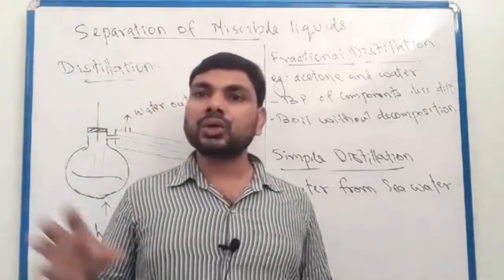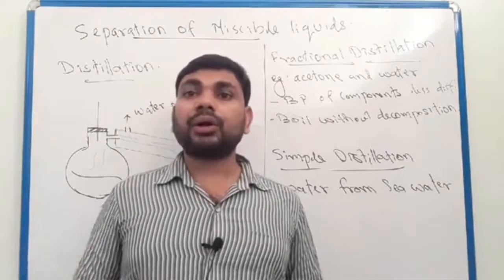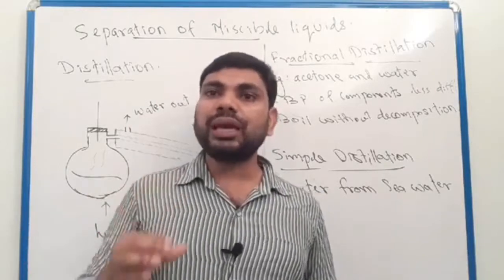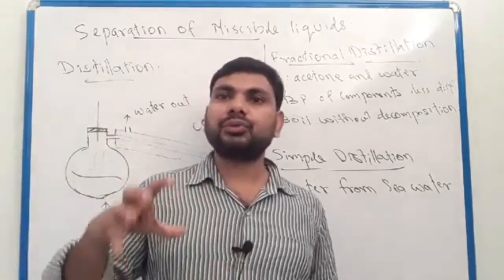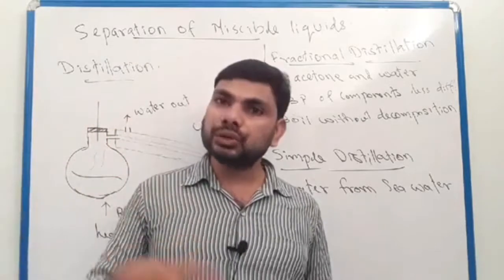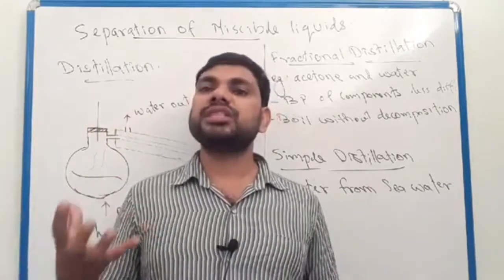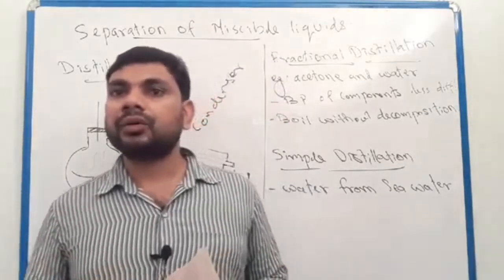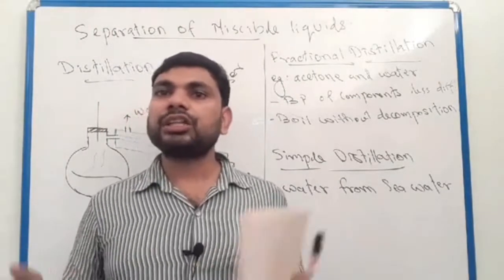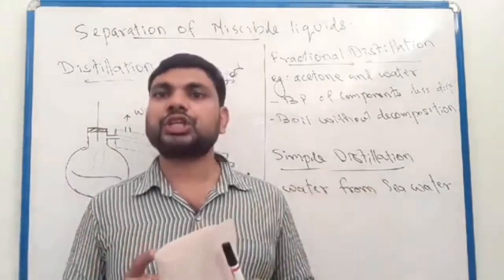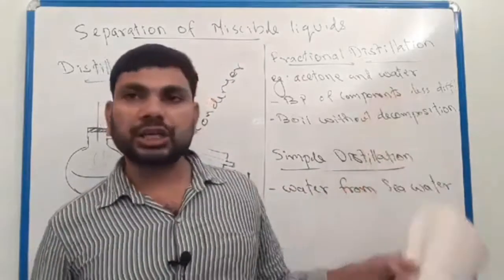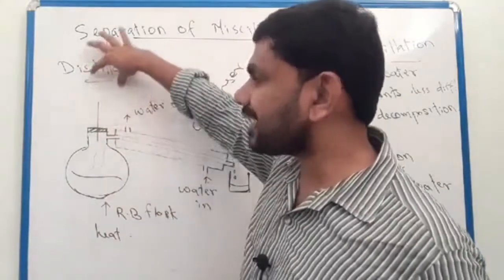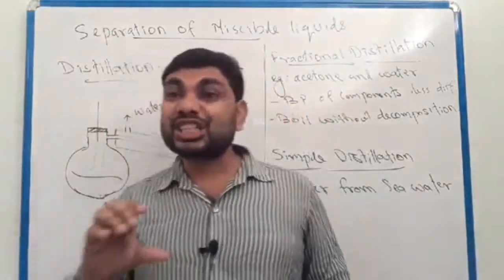Acetone in water, alcohol in water, or if you want to separate oxygen and nitrogen from air, we have to liquefy the air. We have to change gaseous air into liquid air. Then we warm this mixture and we can separate oxygen and nitrogen. Their boiling points are very close to each other, so it is fractional distillation. In fractional distillation there is one more apparatus over here, the fractionating column.